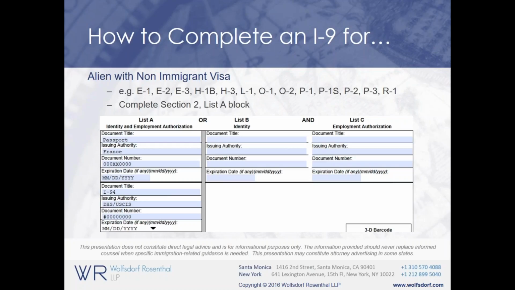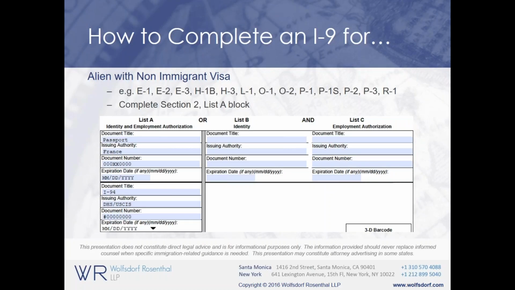Now I'm going to whiz through a couple of different examples of how to complete an I-9 for various individuals. This is our suggestion as to where to fill things in. First off, I'll start with an alien with a non-immigrant visa. So this is E's, H's, L's, O's, P's, R's. You have to complete section 2, but in terms of list A, you're going to need a passport and an I-94.